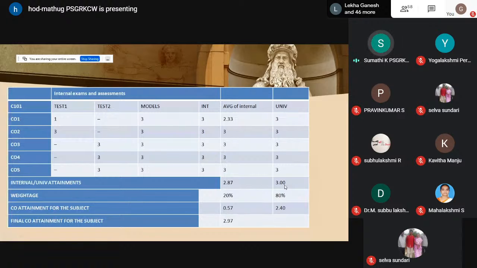Now comes the weightage. What weightage do you want to give for the internal examination, and what weightage do you give for the university examination? If I want to give the weightage for the internal examination only 20% and for the university 80%, well and good. If I believe in the efficiency and the honesty of my faculty members, then I can fix my internal examination weightage as 50% and the university examination weightage as another 50%.